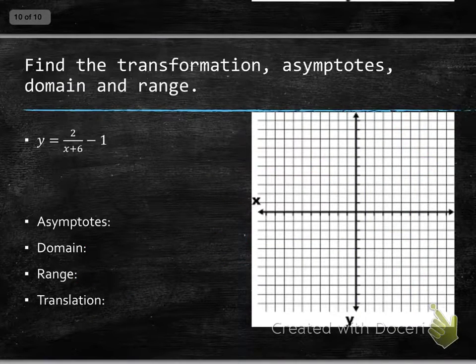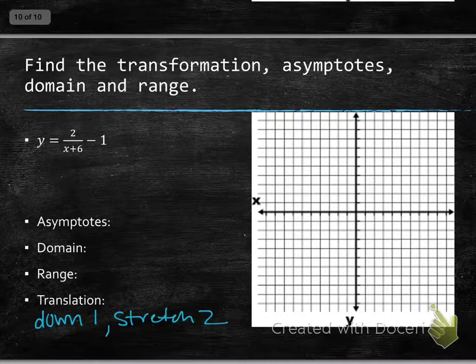Okay, so my last one here, that minus 1, I'm going to go down 1. That 2, I'm going to stretch. And then that 6, I'm going to go left 6.